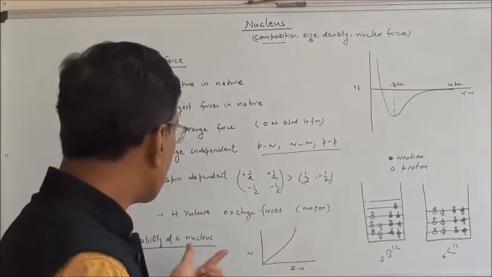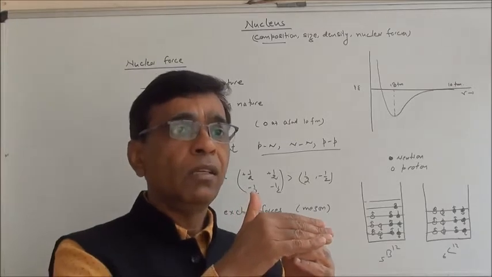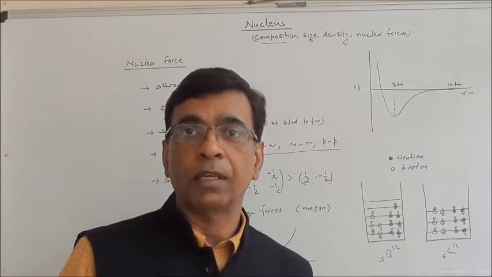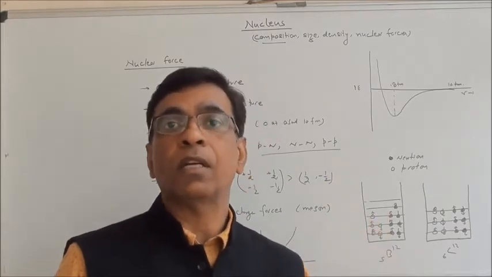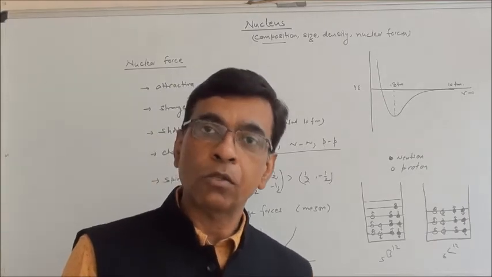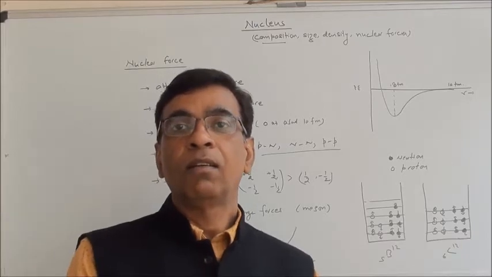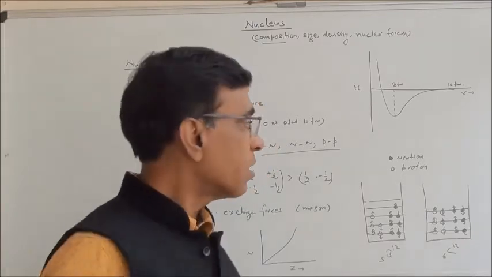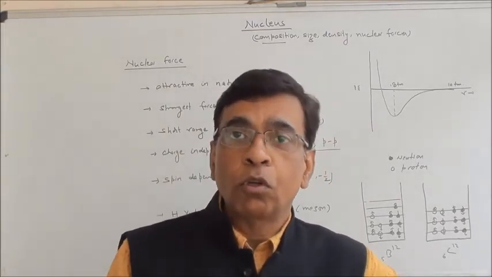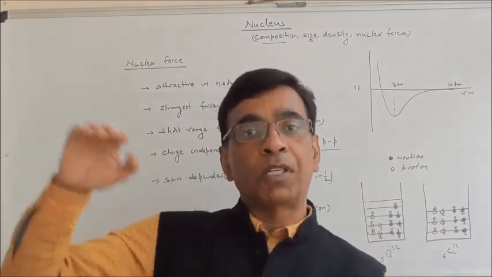Now a little bit about the stability of a nucleus. Just as we have different energy levels for electrons in an atom, in the same way, inside a nucleus we have energy levels for the nucleons. And here also, we use Pauli's exclusion principle to fill these energy states. In every energy state, we can have two protons and two neutrons with opposite spins. And filling starts from the lowest.